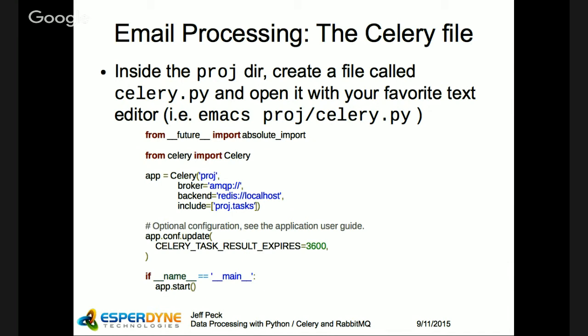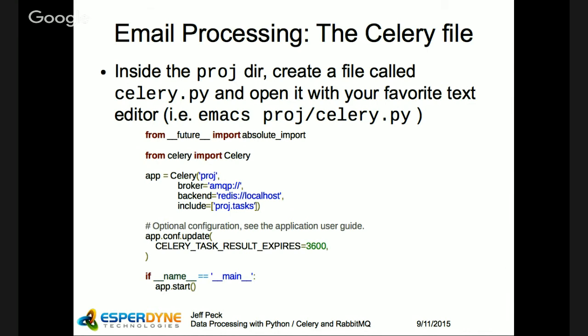Then we have the configuration here, and this is where you do things like add your own serializer. And really, if you look on the Celery documentation, you can do a lot. I mean, in production, our configuration is big. So here, all we're doing is just setting one thing, that the result should expire in 3,600 seconds from the backend. And that's it. Then we call app.start, and that's our celery.py file.